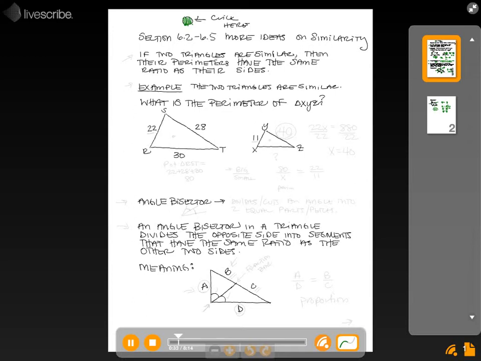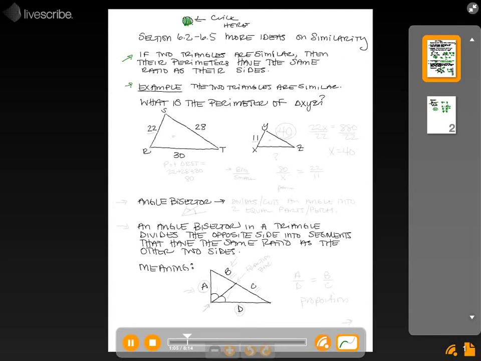Alright. This first idea deals with perimeter. It says if two triangles are similar, then their perimeters have the same ratio as their sides. Okay? What this means is that if I know two triangles are similar, I can figure out what the scale factor is, that ratio. Remember, I take one side and put it over the corresponding side of the other triangle, make a fraction out of them. This tells us that the perimeters have that same fraction, that same ratio. So we're going to do an example.